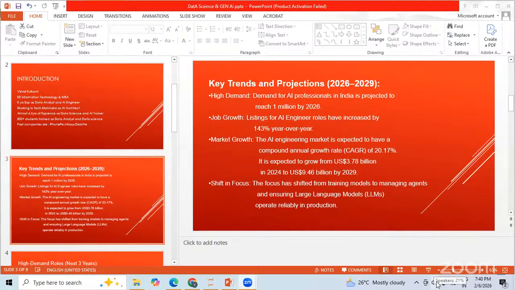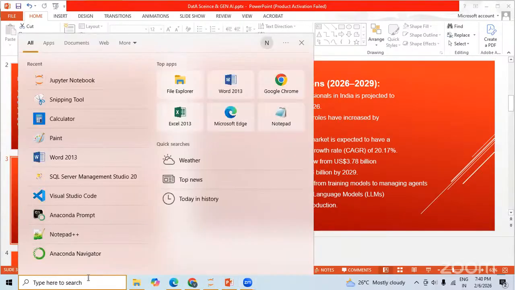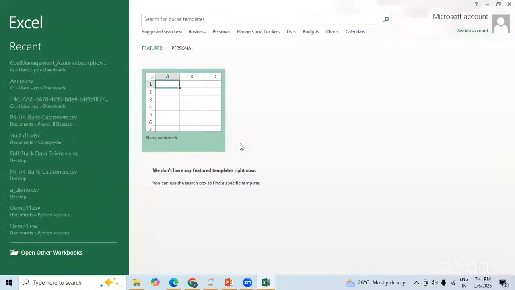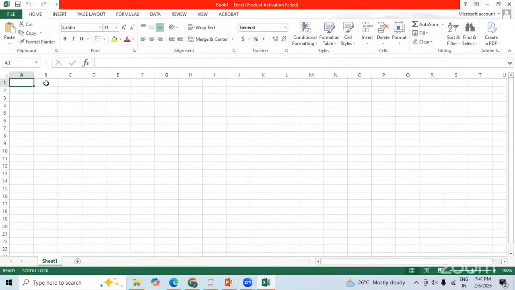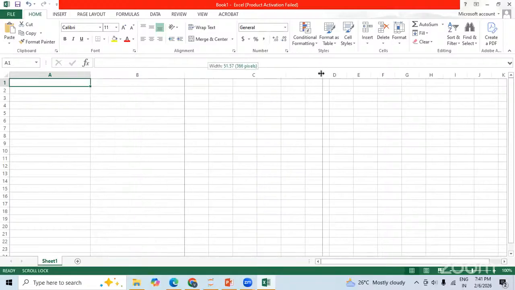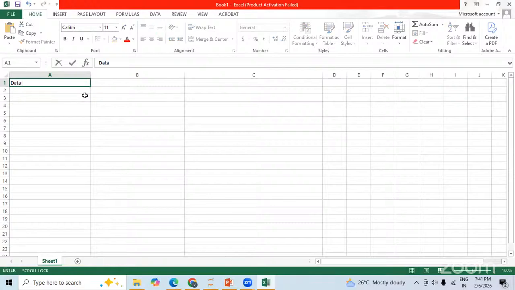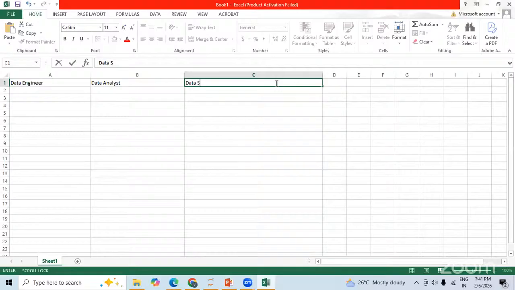Data analyst people will mostly be analyzing the data. I will tell you one by one. Let me open the Excel. First, we will see what data engineers will do, what data analysts will do, what data scientists will do, and then we will move forward. First, we will take data engineer, then data analyst, and then data science, or we can say AI or GenAI developer.